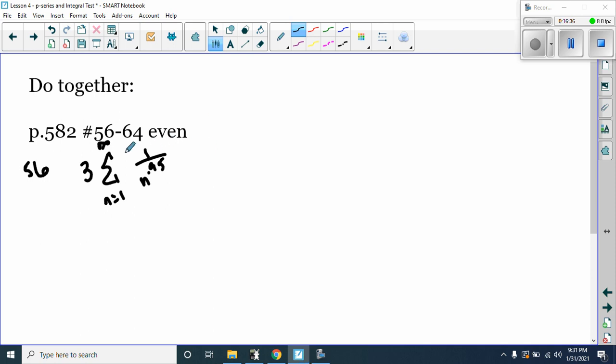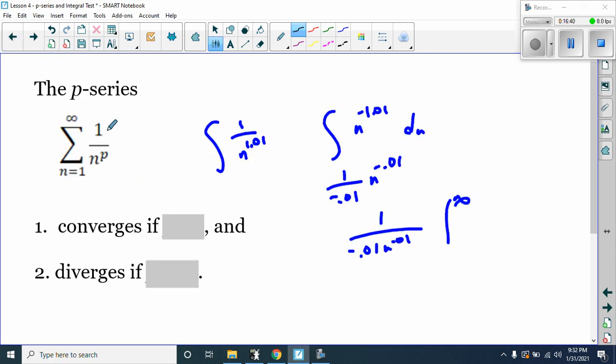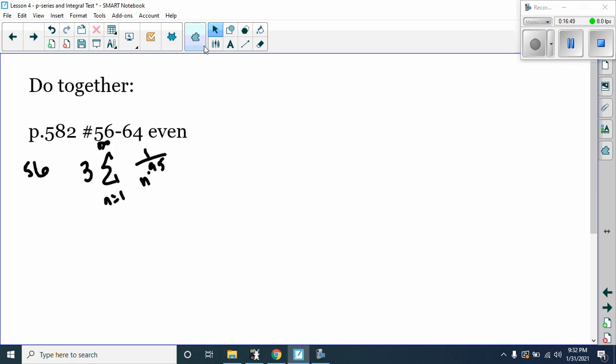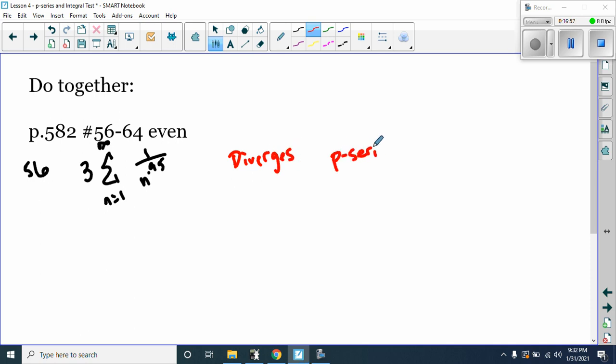Hopefully we recognize that this is the case that we were just talking about. This is a p-series. 1 over n to the p. If p is less than 1, if p is anything less than 1, this diverges. So I would state that this diverges. You are going to have to give a reason. I would state that it is a p-series with p less than 1.